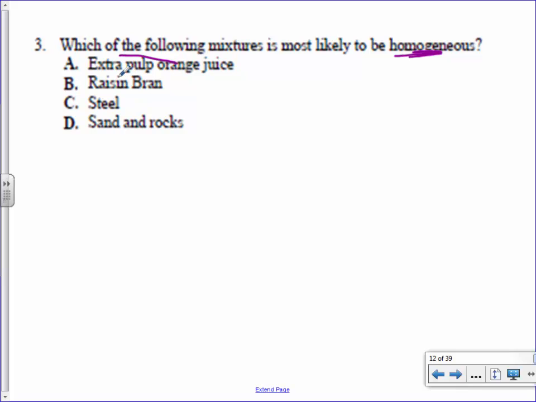Alright, so that's out. Raisin bran. Raisins and bran. You can see the differences, right? Sand and rocks. You should be able to see the difference. But steel just looks the same. It's, you know, just one color all the way through. Does that make sense? Okay.